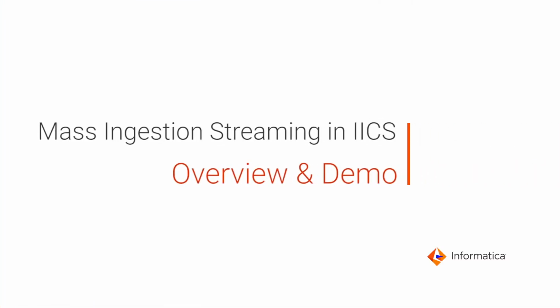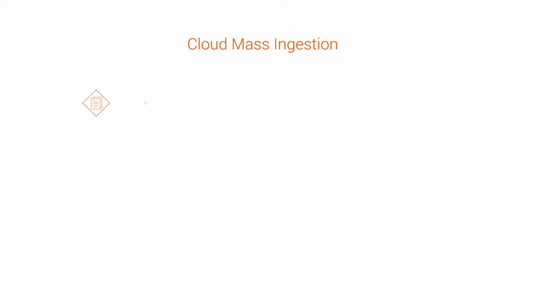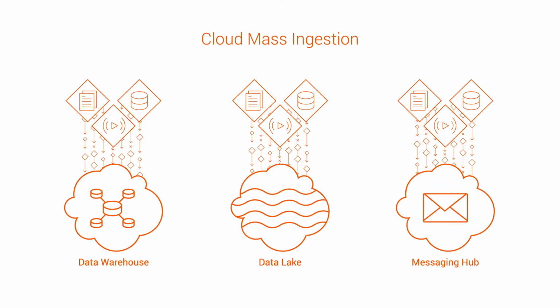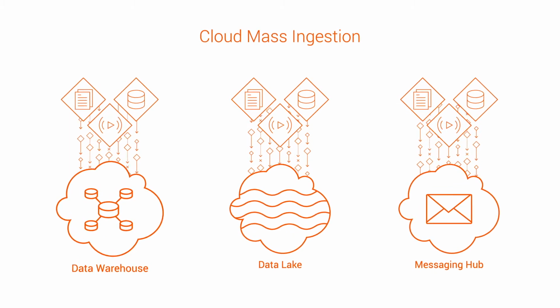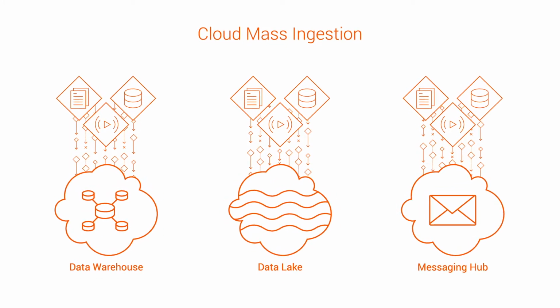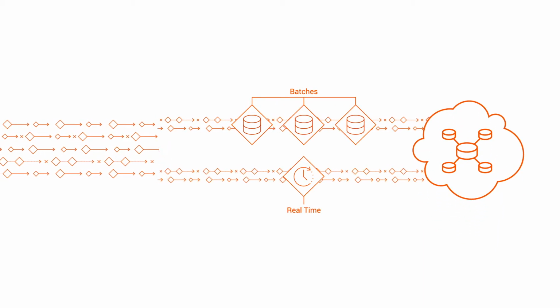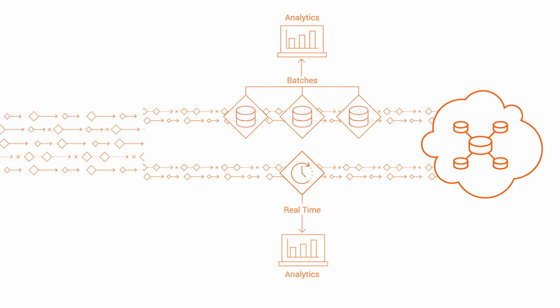This video shows an overview and a demo of mass ingestion streaming, a feature of cloud mass ingestion in Informatica Intelligent Cloud Services. With cloud mass ingestion, you can quickly and accurately ingest large amounts of data from a variety of sources into cloud data warehouses, data lakes, and messaging hubs.